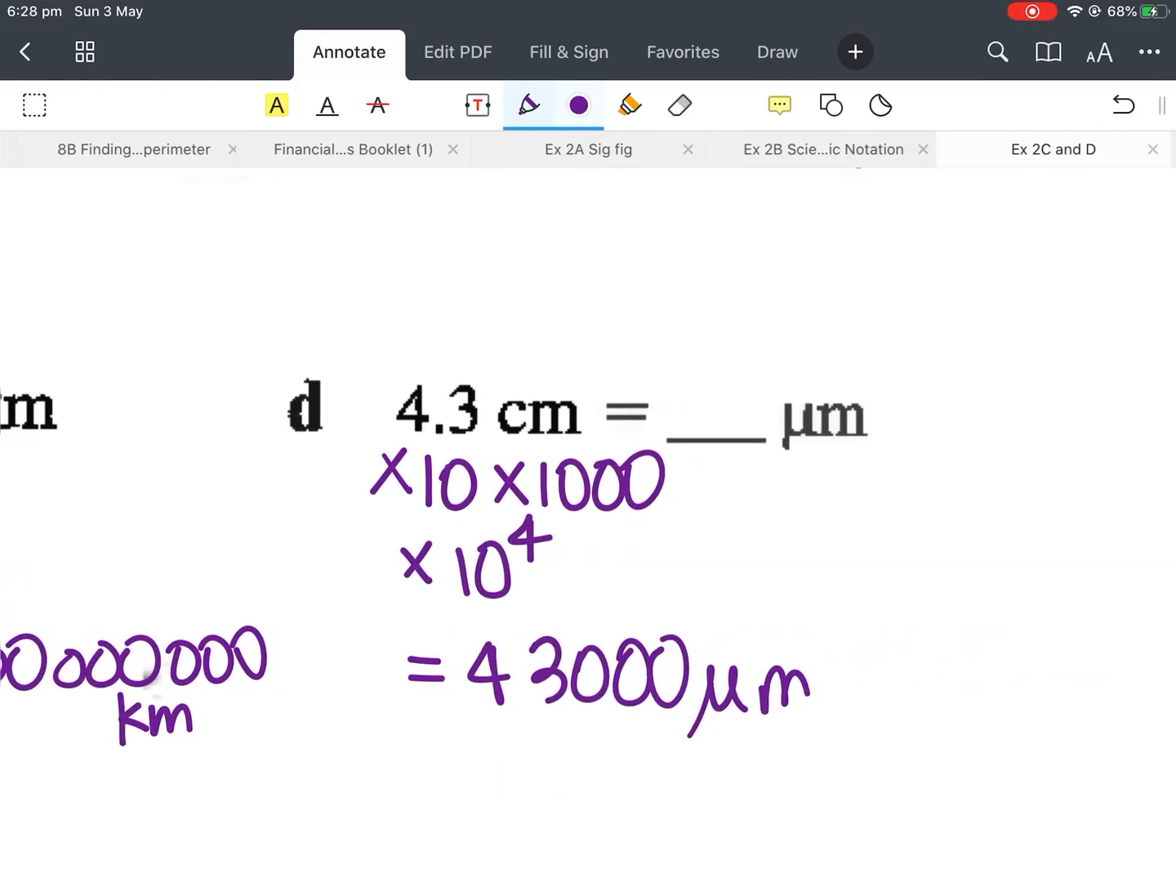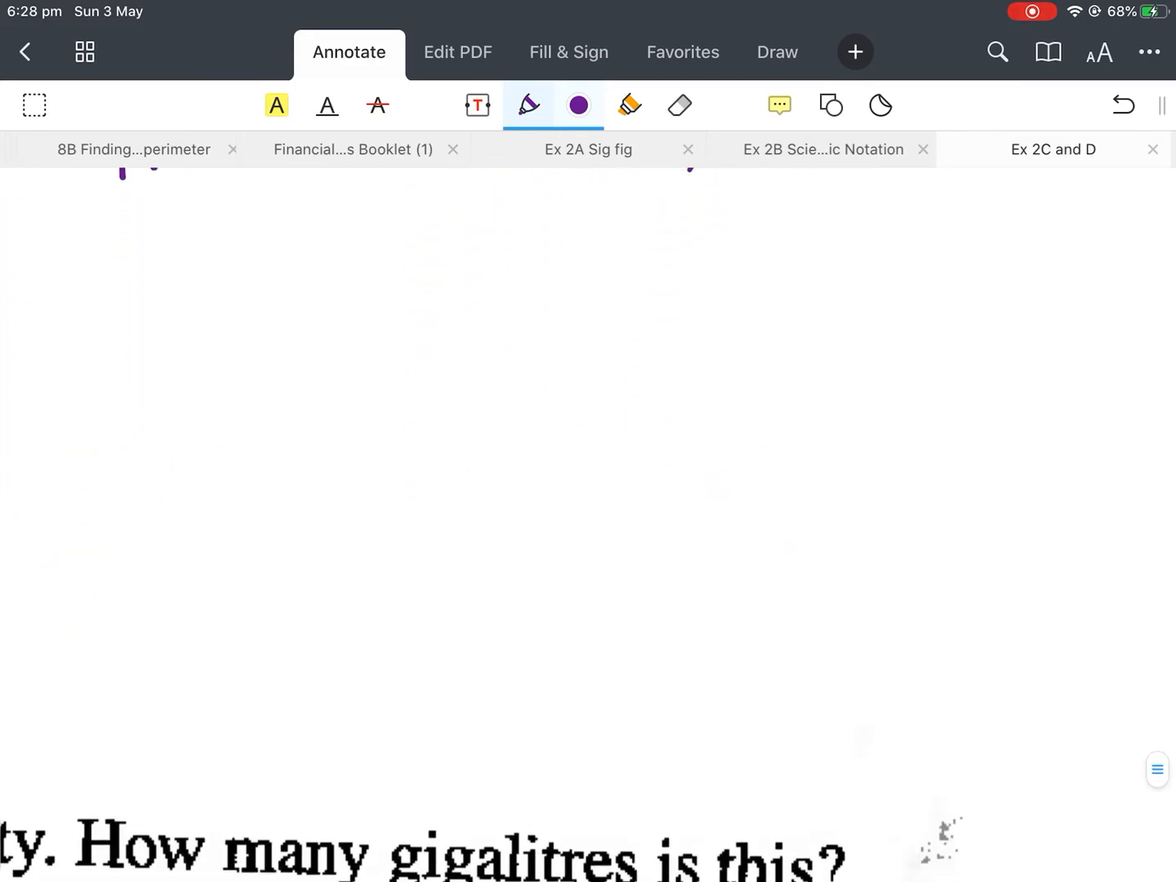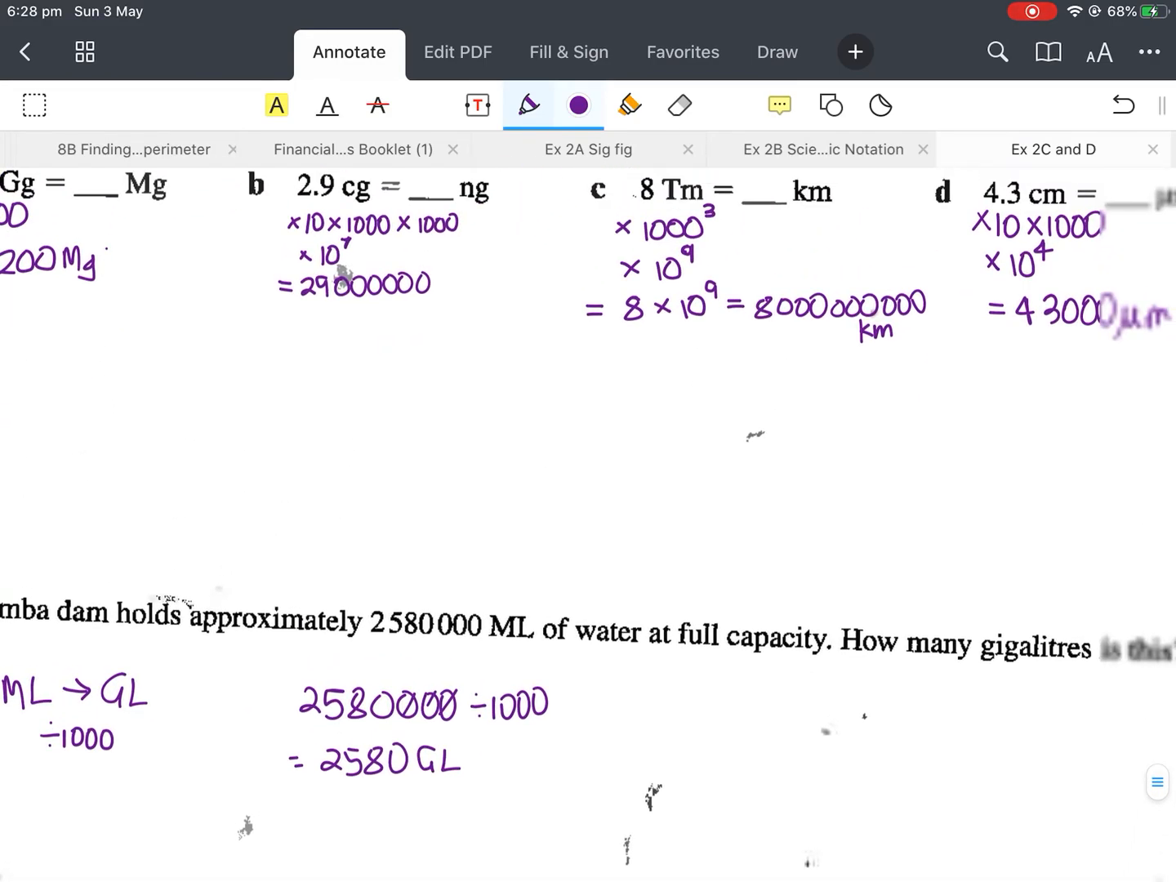Here we go. So going from centi to micro. So we're doing that little jump from centi to milli. We're timesing by 10. And then we're doing milli to micro. So we're timesing by 1,000. So in all up, we're timesing by 10 to the power of 4. So that gives us 43,000 micrometers.